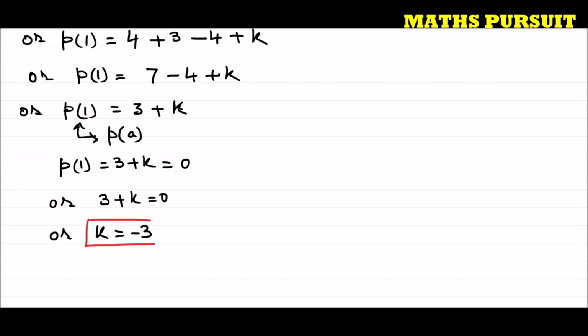So we can highlight this one and say that hence the value of k is minus 3. Something like this you can write in your own words so that we can conclude our answer. Hope guys you understood this. This is very simple and very straightforward. We just need to find the values using the factor theorem.